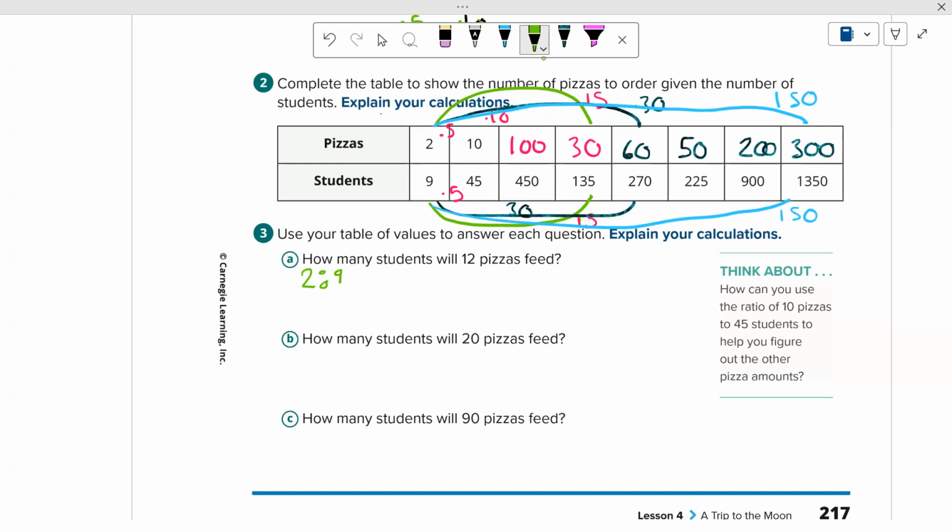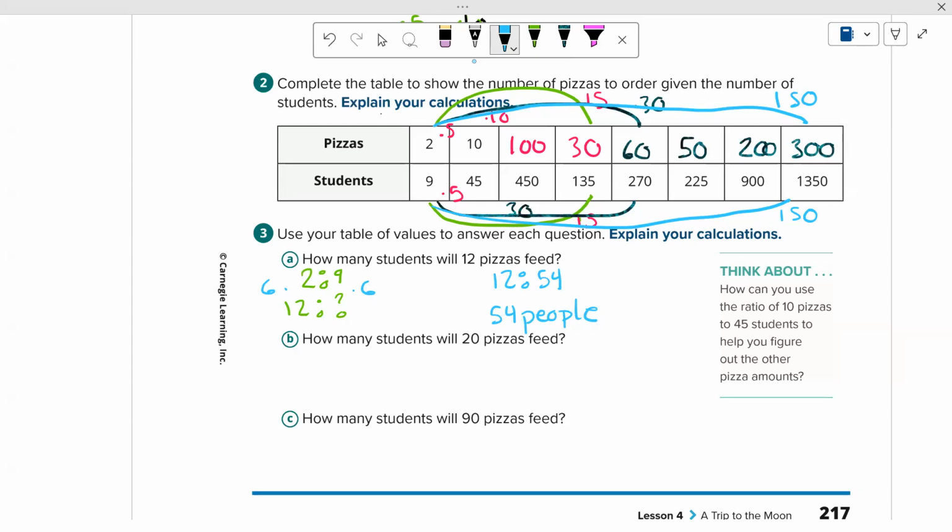So 2 times something is 12. I wonder what number that is. Notice that's a multiple of 6. So 9 times 6 is 54. So the ratio is 12 to 54. So 54 people.